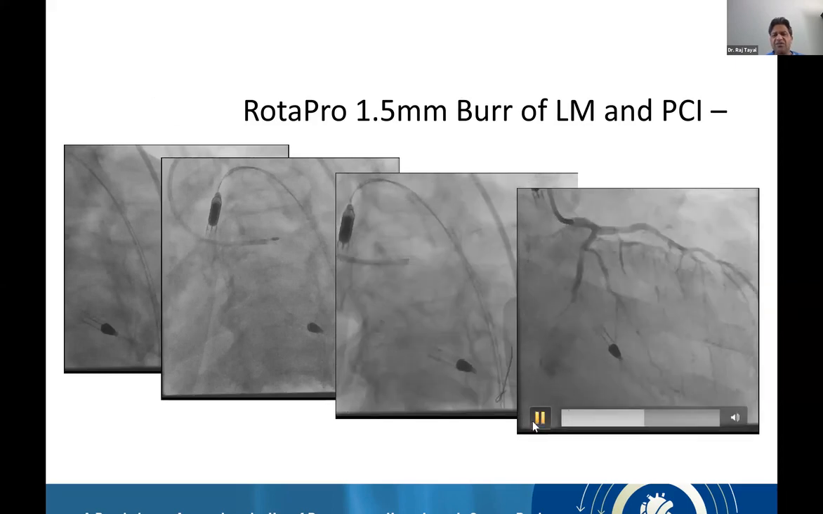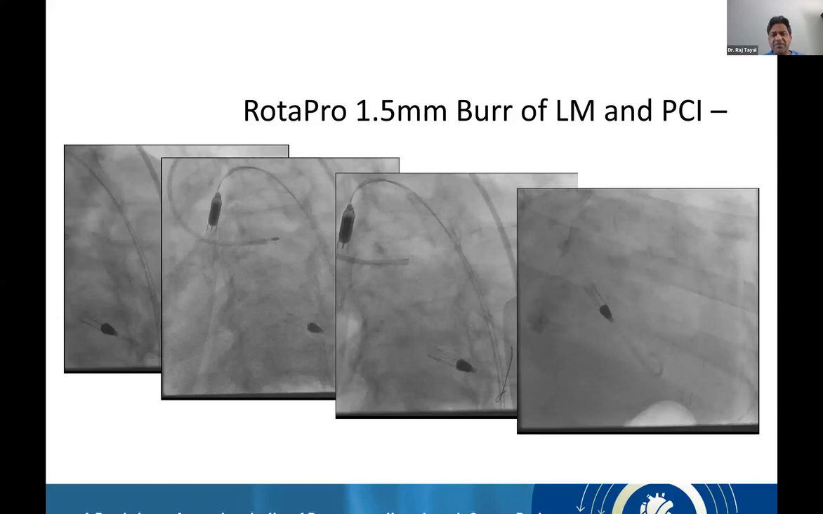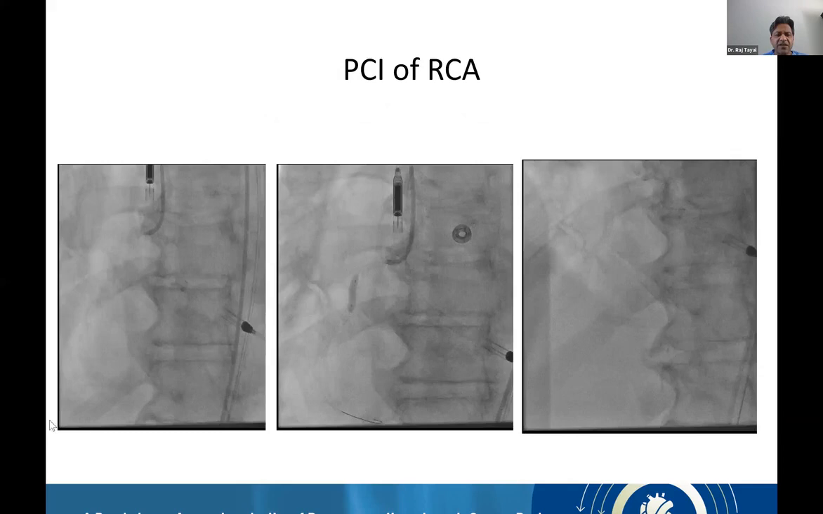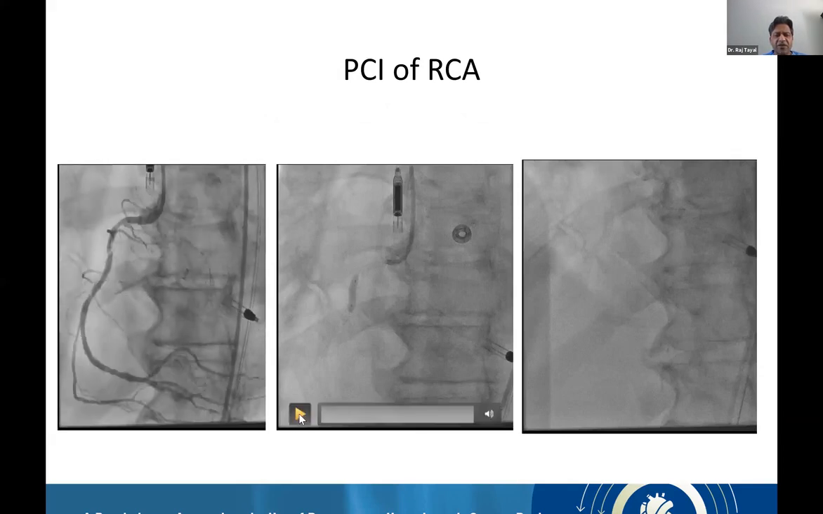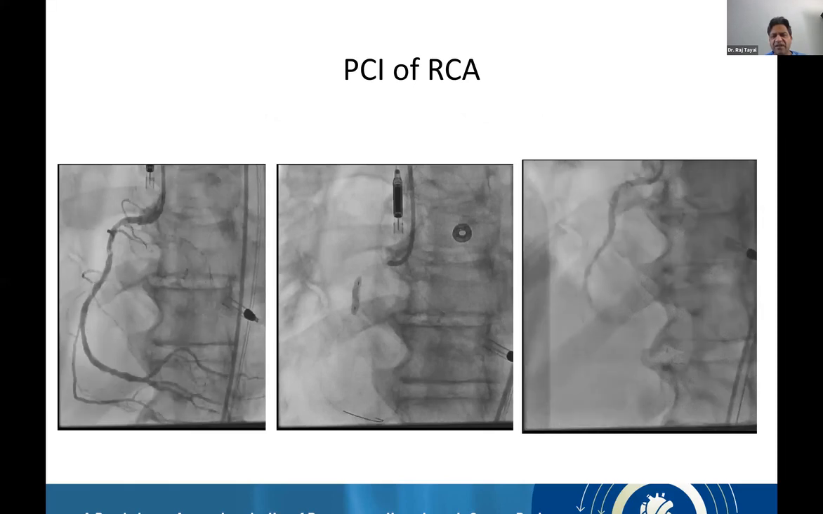And then we proceeded with the DK crush of the LAD, left main and circumflex vessels. We then also proceeded with a RCA rota and then high pressure balloon inflations. This was very, very calcified. It used a cutting balloon as well, and then deployed 2 stents in that area with a reasonable angiographic result.